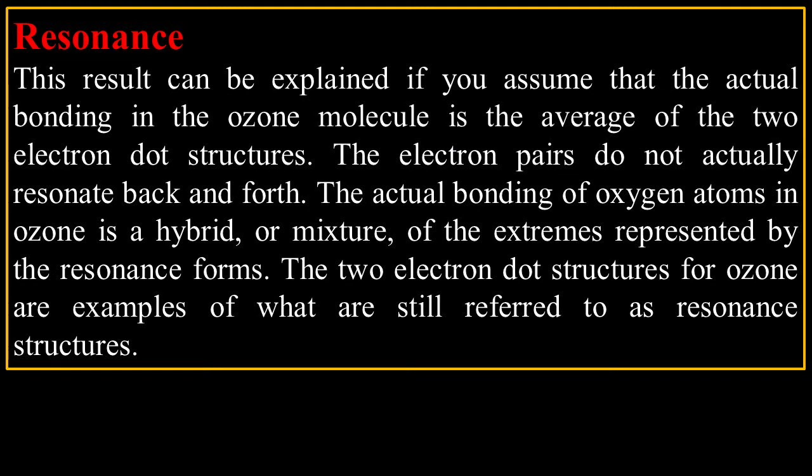This result can be explained if you assume that the actual bonding in the ozone molecule is the average of the two electron dot structures. The electron pairs do not actually resonate back and forth. The actual bonding of oxygen atoms in ozone is a hybrid or mixture of the extremes represented by the resonance forms. The two electron dot structures for ozone are examples of what are still referred to as resonance structures.